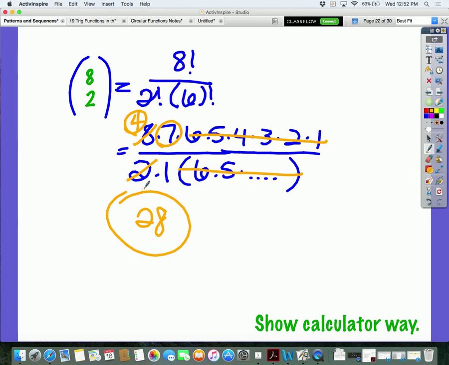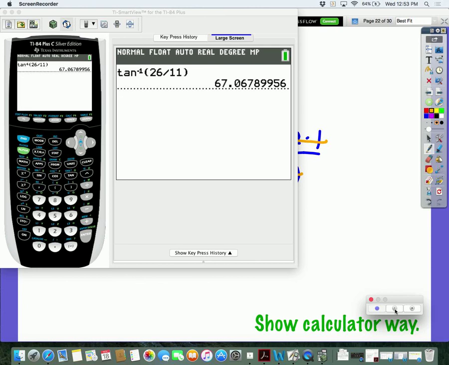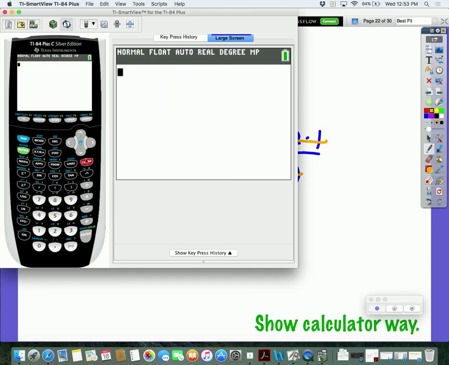All these fraction shortcuts are in your calculator, so pull it out. Remember how to do this in your calculator. Alright, so here we go. How do we do this in our calculator?